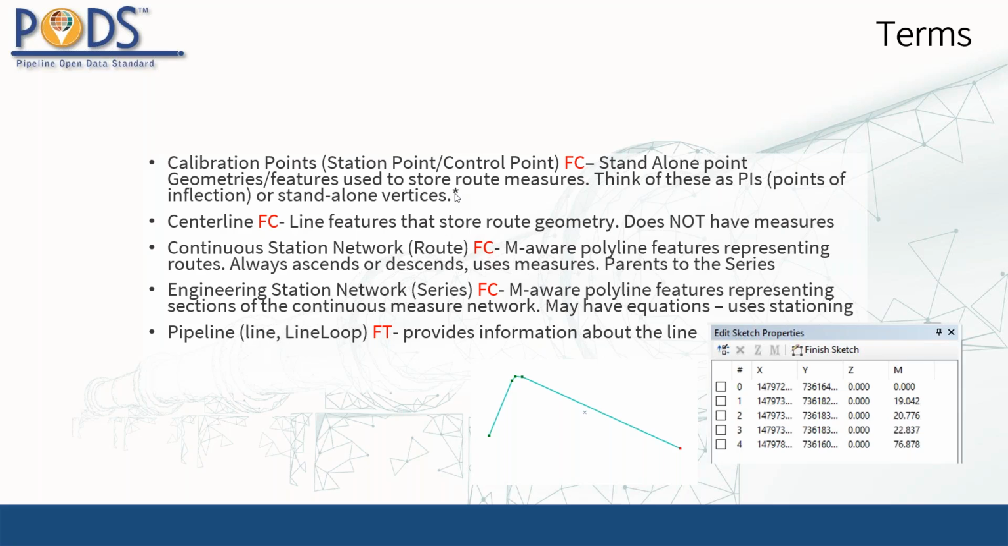And then lastly, we have pipeline, which is a feature table in PODS 7. It is not a feature class. It is just a table, and it just provides information about the line.